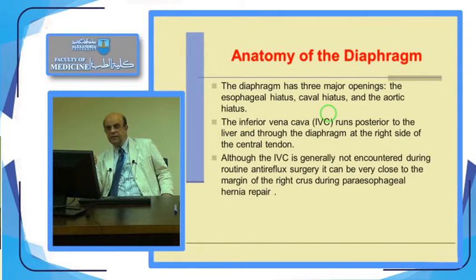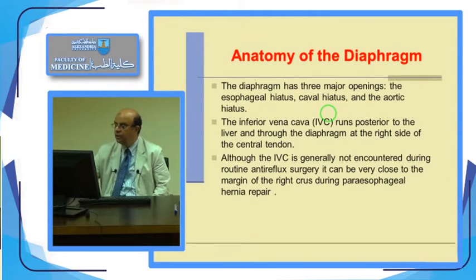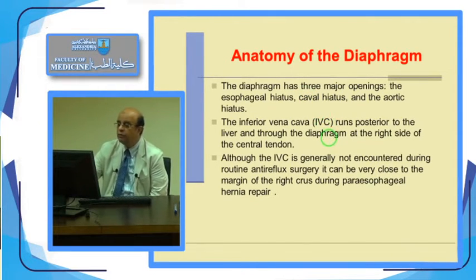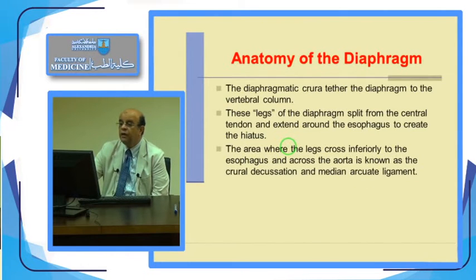And during taking these sutures, if we are not careful, we may transfix the inferior vena cava, which is nearby, but we have to take care. Also, the aorta is posterior to the esophagus at the decussation of the right and left crus at the arcuate ligament, so we also have to take care of the posterior aorta. The diaphragmatic crura, the right and left crus, tether the diaphragm to the vertebral column.